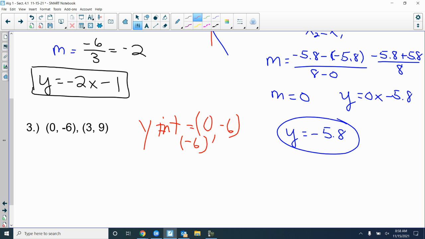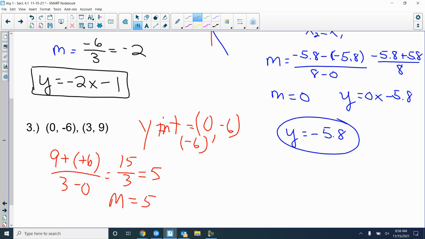All right, now how am I going to set up to get the slope? Go ahead. 9 minus negative 6 over 3 minus 0. Good job. What happens here? Plus, plus, what's it go to? 15. 15 over 3, which is what? 5. So here's our slope. Go ahead, Ellie, tell me what you got. Y equals 5x minus 6.